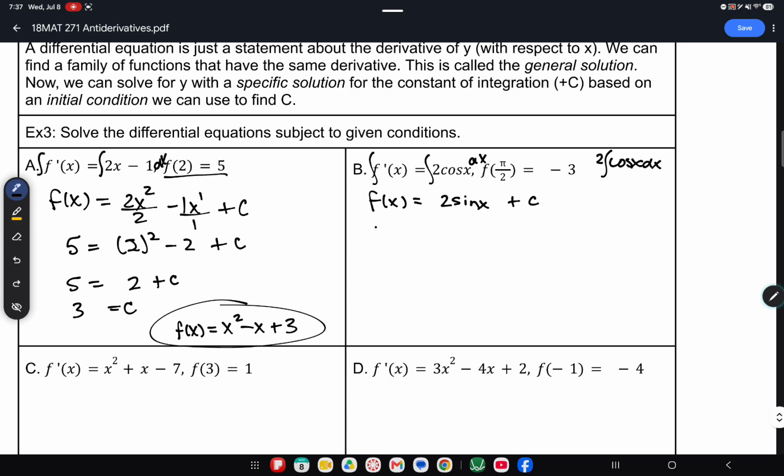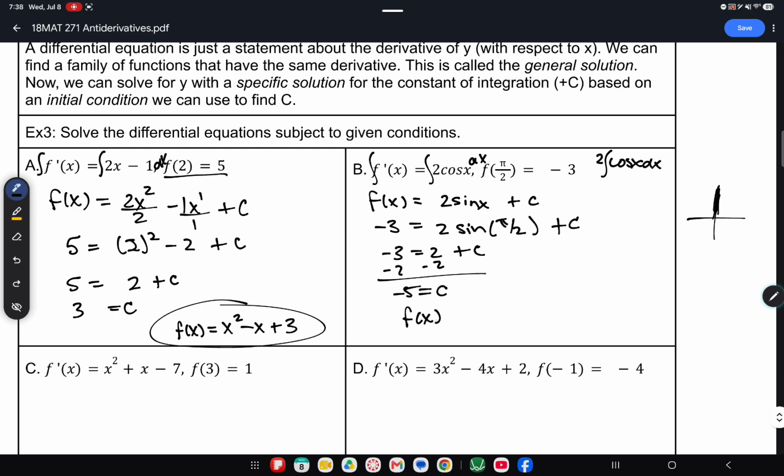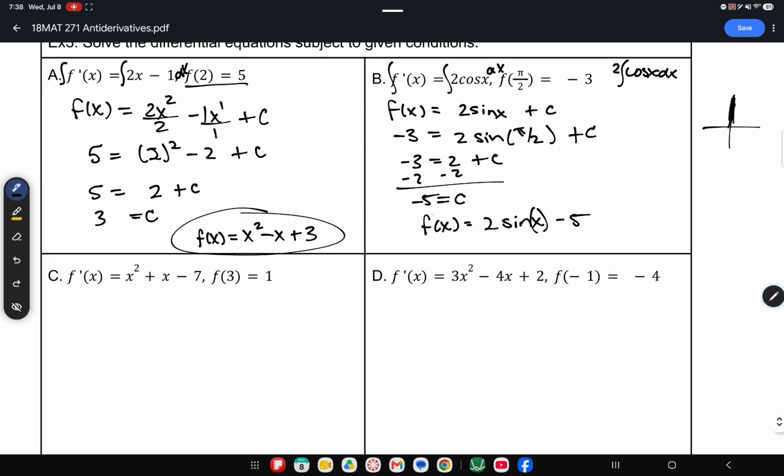And then f of pi over 2 is -3. So -3 equals 2 times sine of pi over 2 plus c. Think unit circle, pi over 2 is the vertical one, sine is y, so y is 1. 1 times 2 is 2. And then subtract 2 on both sides, and c is -5. So our function is 2 sine of x minus 5. Sometimes I'll throw parentheses around the x so that that -5 doesn't look like it's with the sine function.